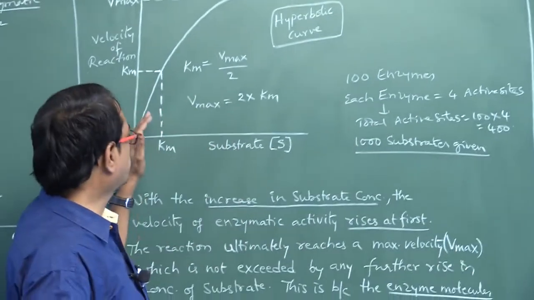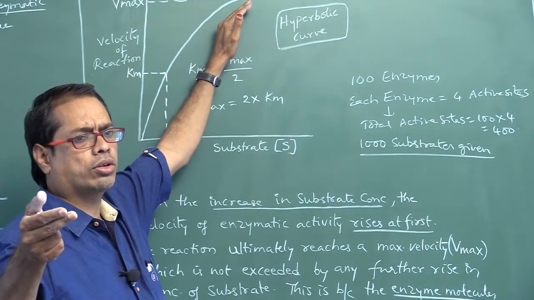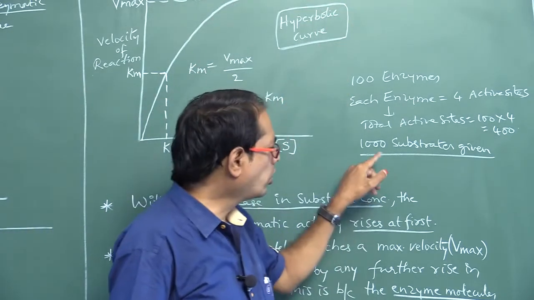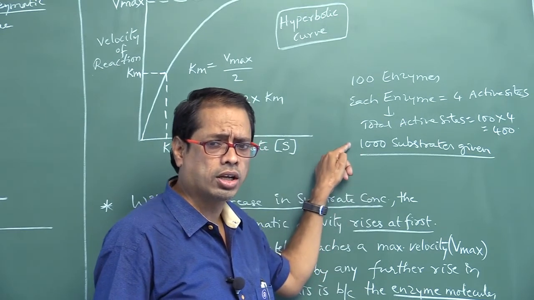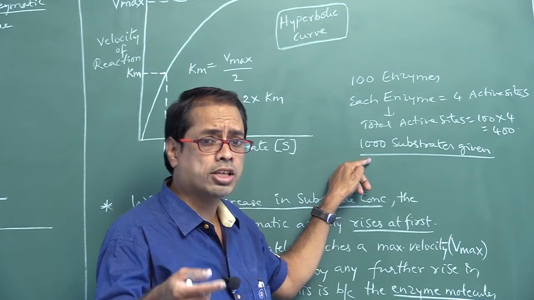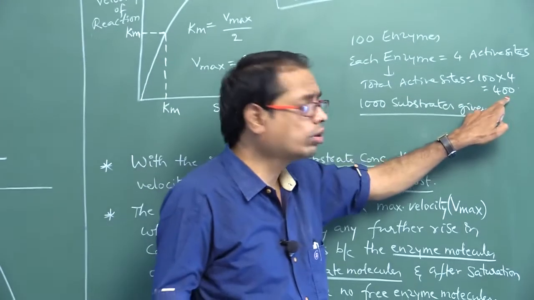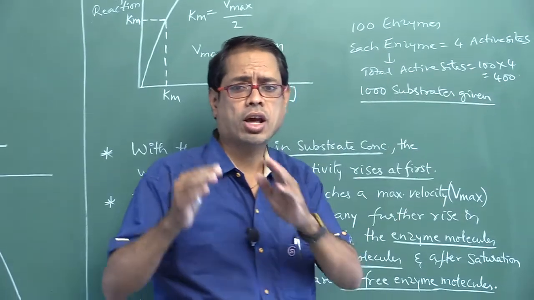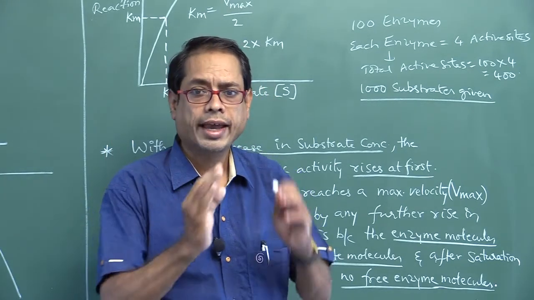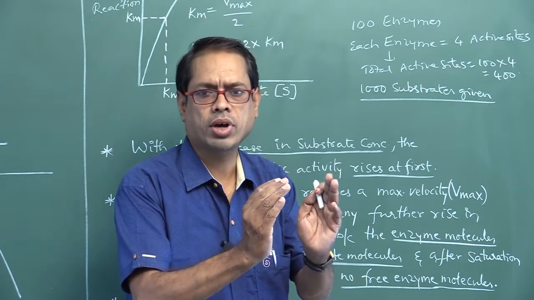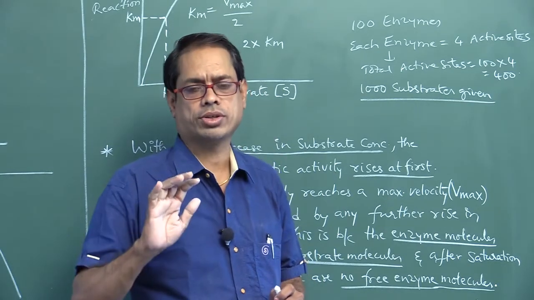Until then, the graph increases at first. If there are no free enzyme molecules, it becomes constant. So here 1000 substrates are given. Of these 1000, according to this numerical, how many substrates will be added to active sites? 400 substrates are added to 400 active sites. Still there are 600 substrate molecules. Enzyme molecules are few in number compared to the substrates, isn't it? So there are no free enzyme molecules.